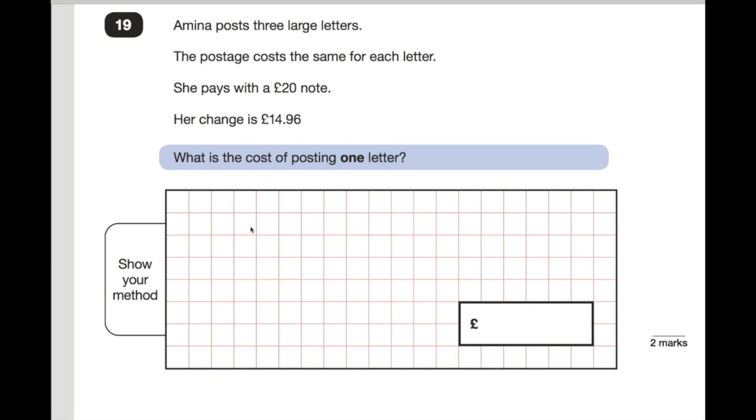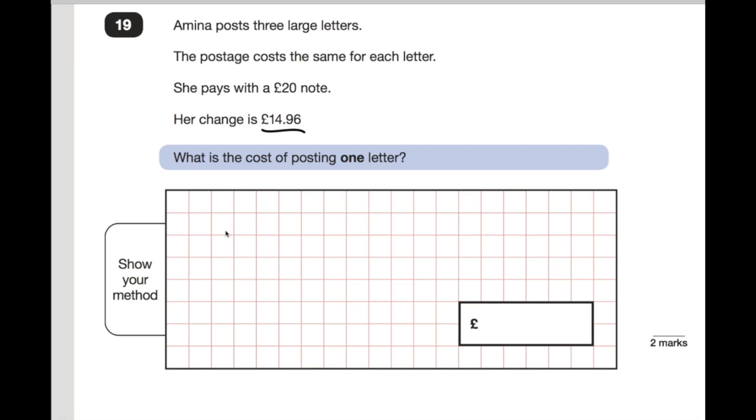So there are a couple of steps for question 19. It says Amina posts 3 large letters. The postage costs the same for each letter. She pays with £20 note and her change is £14.96. And it's asking us to find the cost of posting 1 letter. So first of all, we need to know exactly how much it costs to post the 3 letters because we only know the change at the moment.